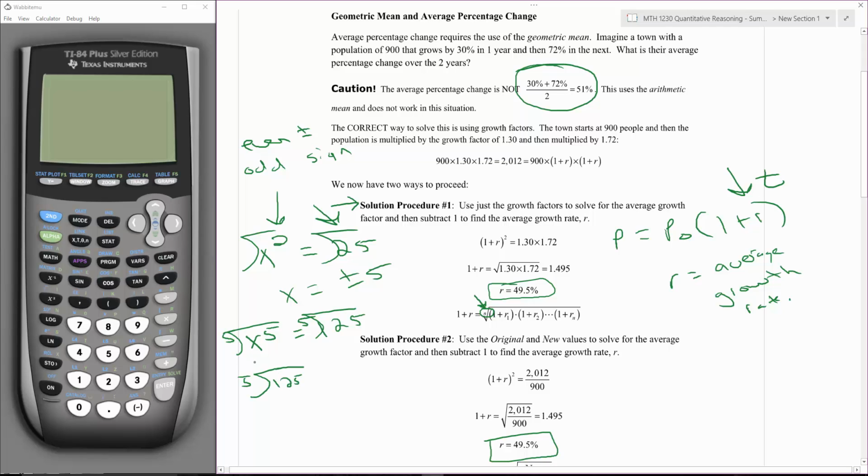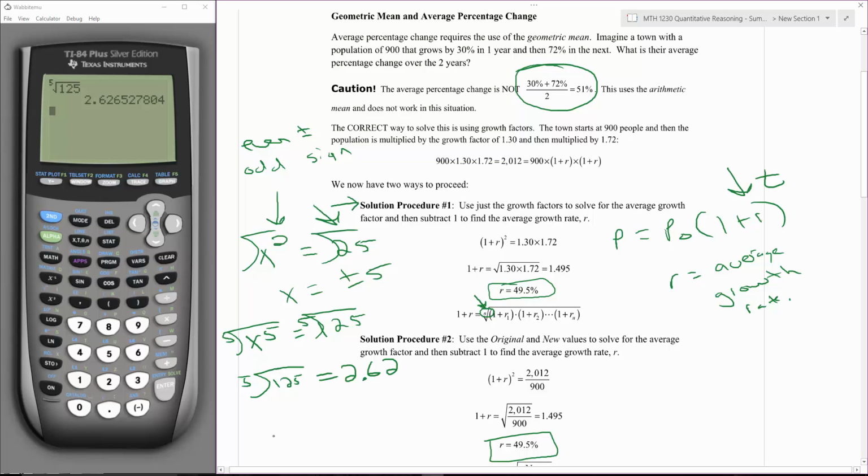We can find that in my calculator. How you code that in the calculator is going to be different depending on what kind of calculator you have. On my calculator, I'm going to hit 5, then math, and then go to option 5. You want that button that has an x, and then we can just type in 125. Hit enter, and we get 2.62, right?